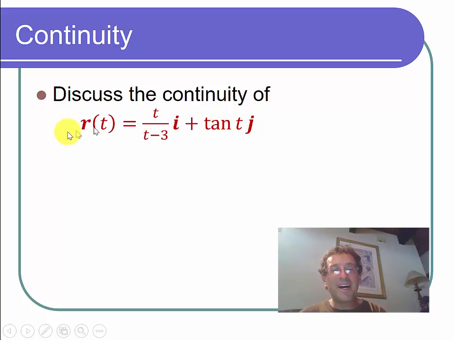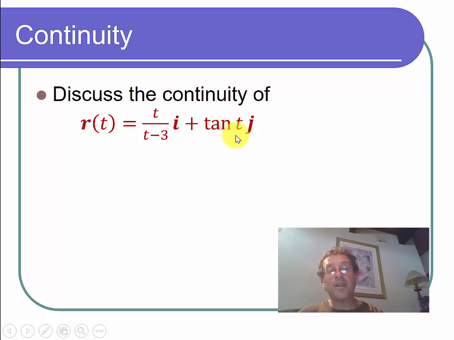So it says discuss the continuity of r of t equals t over t minus 3 i plus the tangent of t j. So to solve this problem, all we have to do is look at these components individually. And the way we did just regular old functions is we found out when they were not continuous. So let's start with t over t minus 3. That's a fraction. Fractions go bad when the denominator is 0. Well, that means t equals 3. So t equals 3 is bad, not continuous.